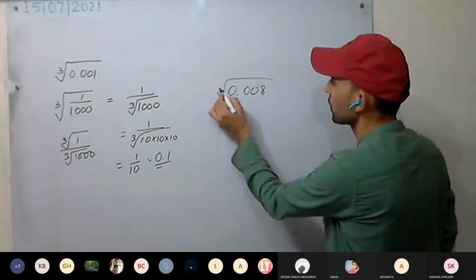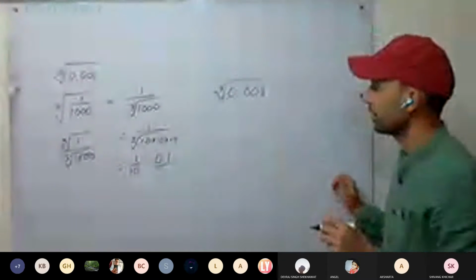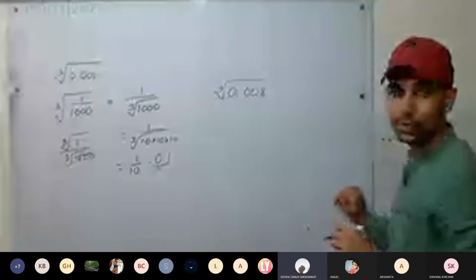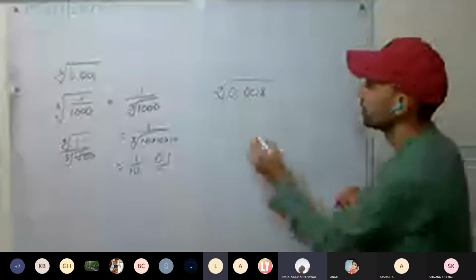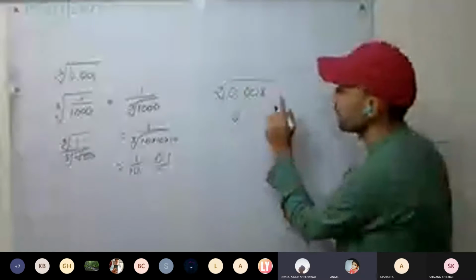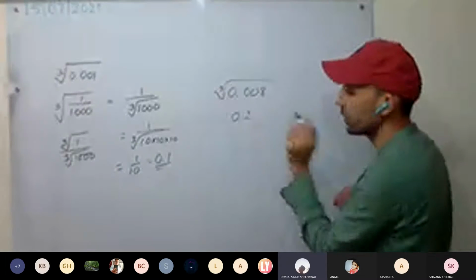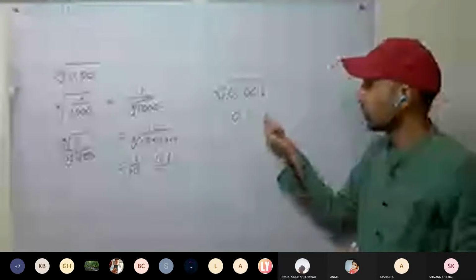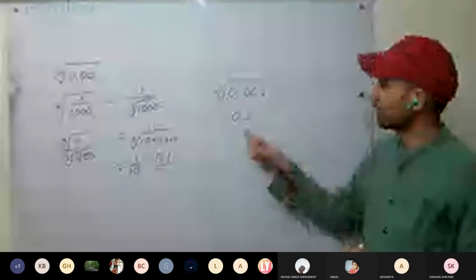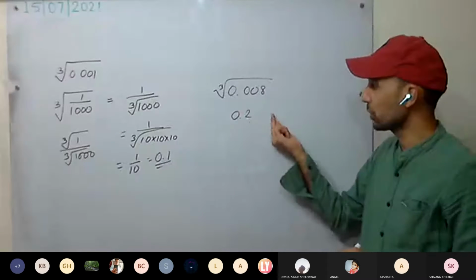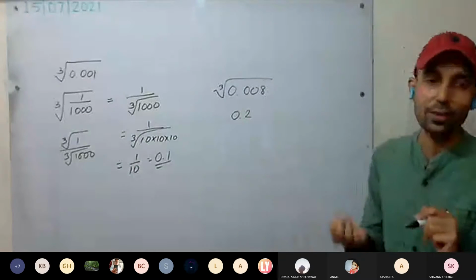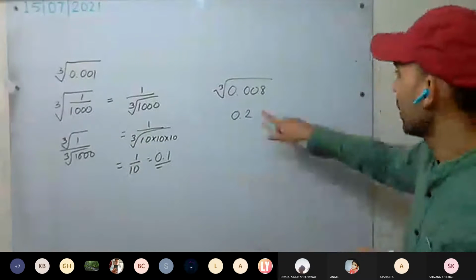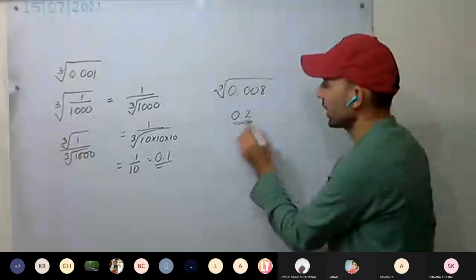Give me this one: cube root of 0.008. Get an idea? What will be the answer? Just the straightforward answer. It is 0.2. Yes or no? 0.2 into 0.2 into 0.2, with 3 decimal places, 2 into 2 into 2 is 8, so 0.008. Yes or no? 0.2, this will be the answer.